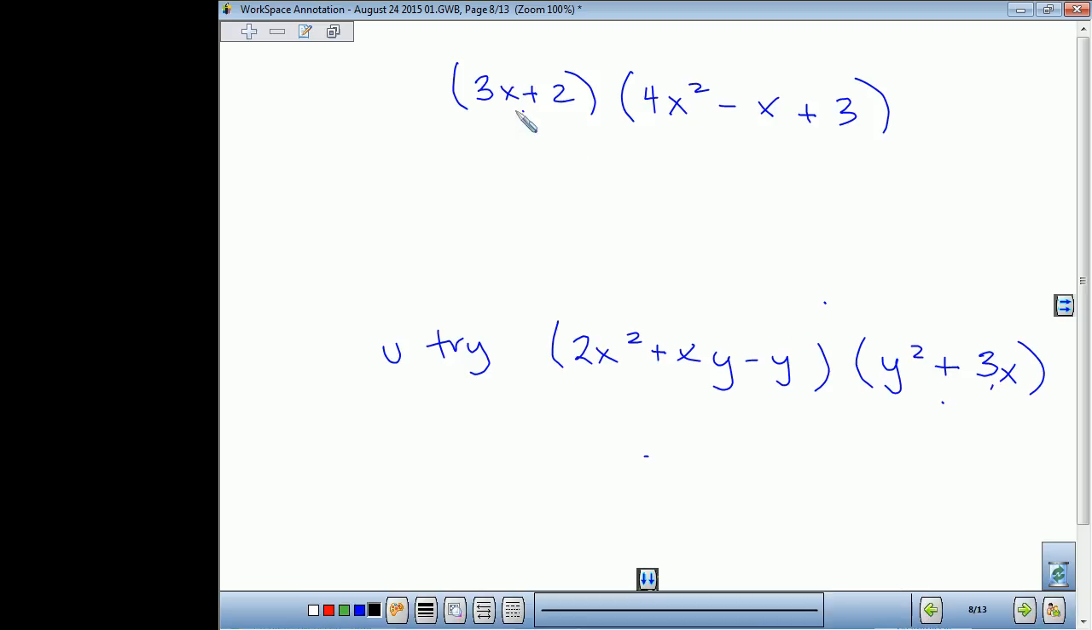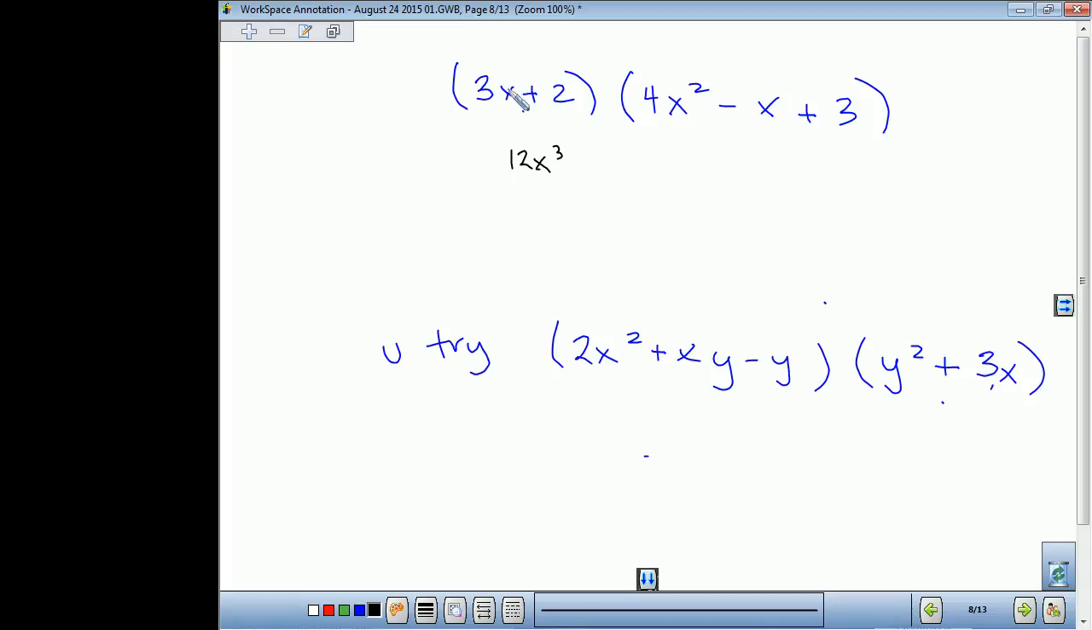Okay. Now, let's take a look at a binomial times a trinomial. Same idea. Except this time, each term of the binomial has to be multiplied by all three terms in the following trinomial. So if we did the 3x times the 4x squared, 3x times 4x squared is going to give us 12 what? X cubed. Good. 12x cubed, or 12x to the third.